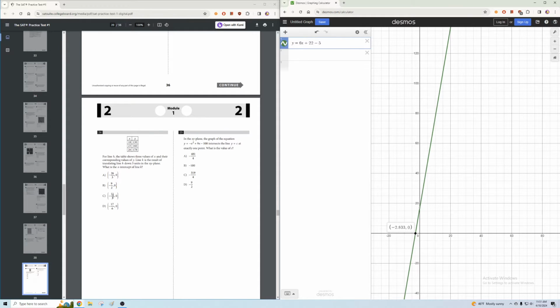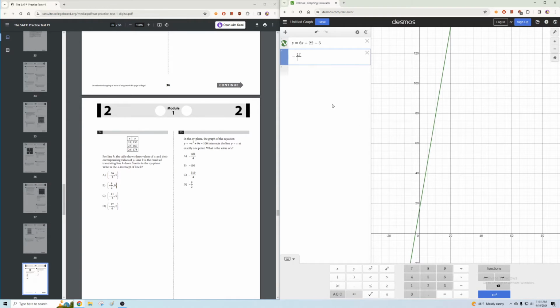11 over 3 is close to 4, so that's not it. This is 4.5, that's not it. This is about 9, or 8 point something, so that's not it. So it's looking like choice D. I'm just using basic number sense.